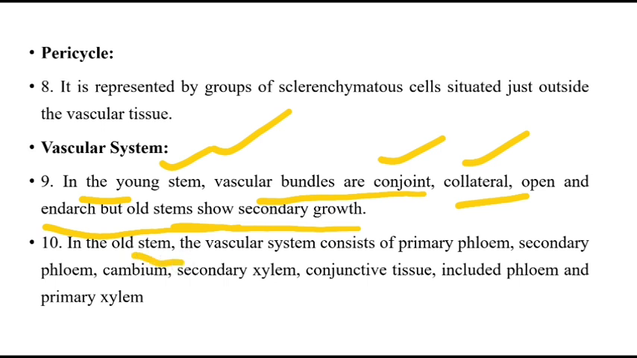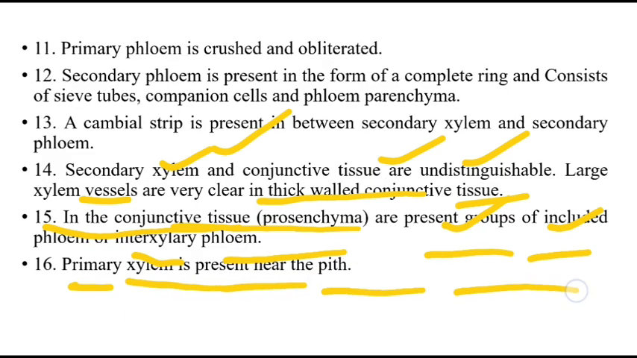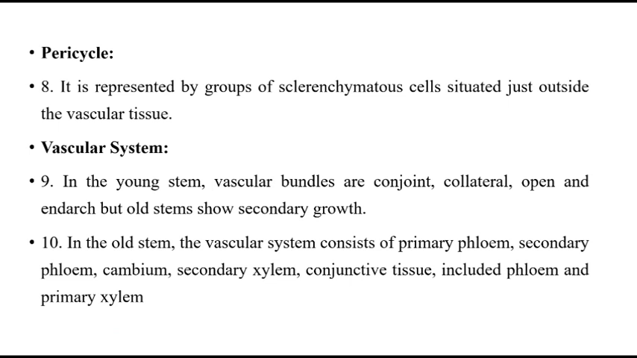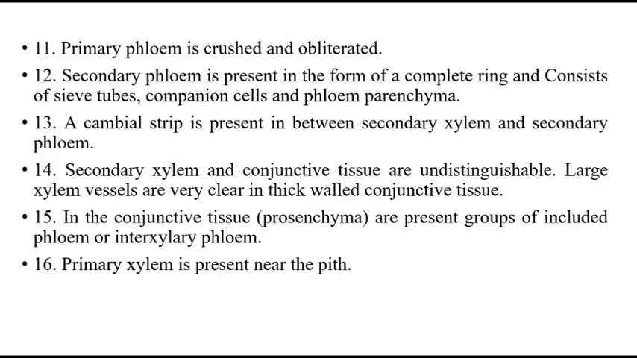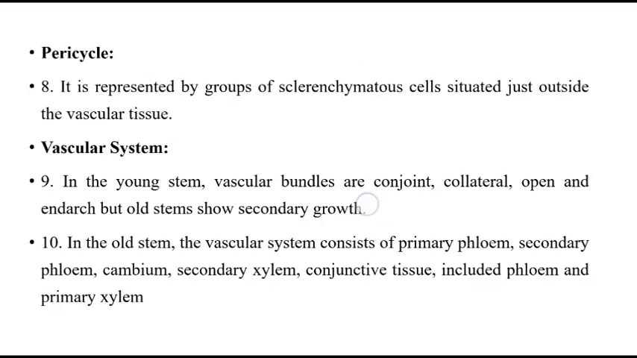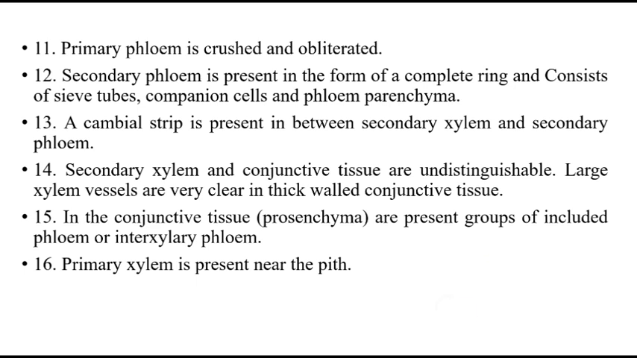In the old stem, the vascular system consists of primary phloem, secondary phloem, cambium, secondary xylem, conjunctive tissues, included phloem and primary xylem. So these all are present in the old stem. The primary phloem is crushed and obliterated. Secondary phloem is present in the form of a complete ring and consists of sieve tubes, companion cells and phloem parenchyma. A cambial strip is present between secondary xylem and secondary phloem.